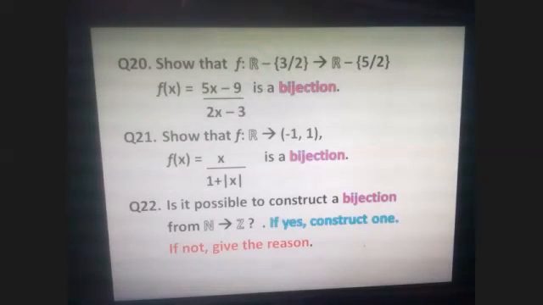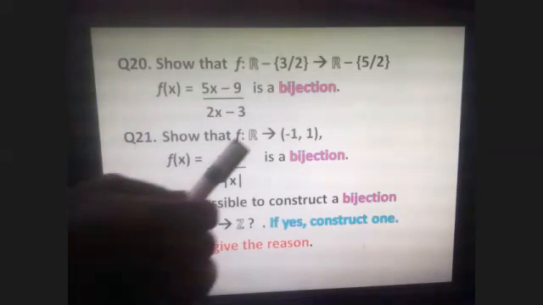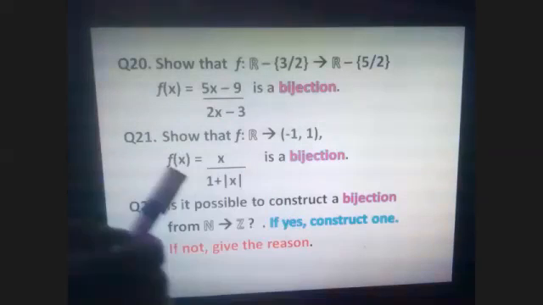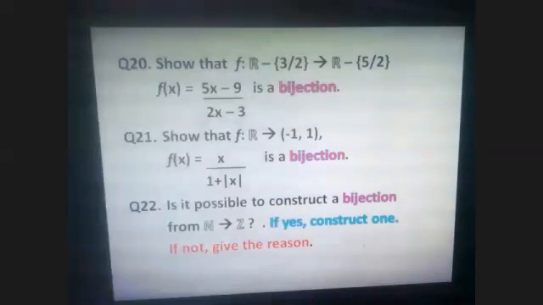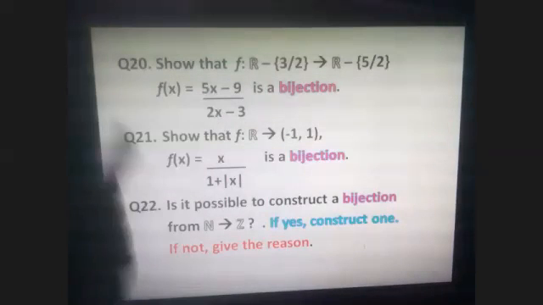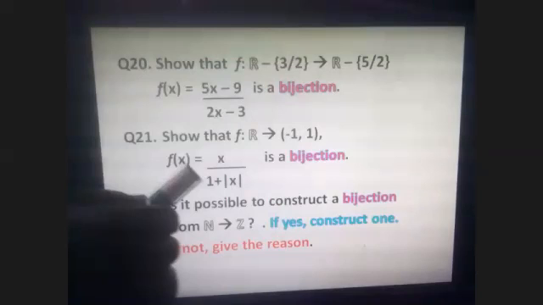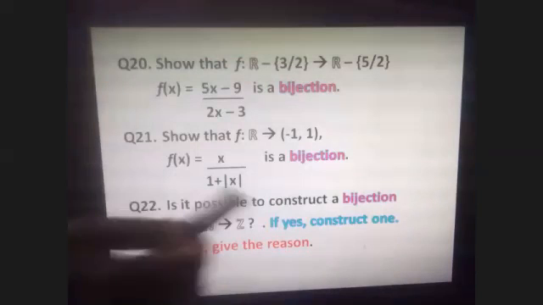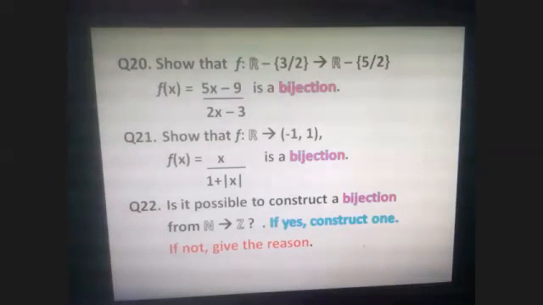Question 21 is again: show that f from R to the open interval minus 1 to 1, f(x) equals x by 1 plus modulus x, is a bijection. Well, 20 is done. You will do it. 21 you try. If you don't do it, then I will do it for you. 22 you report to me what is the conclusion. All the best. Okay, we'll meet back.